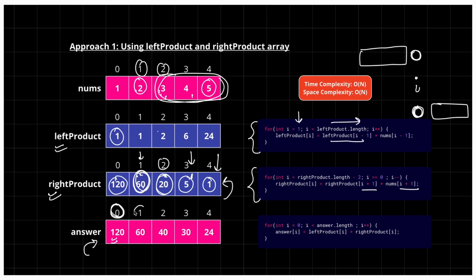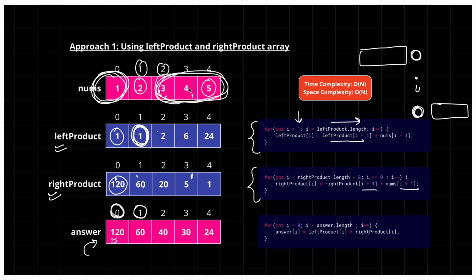Similarly, if I want to calculate the product at this index 1, I can simply say 1 into 60, because we know that the left product stores the product of the left side array only at index 1, and at index 1 the right product stores the product of the right side array, which is 3 into 4 into 5, which is 60. So I can simply multiply these two and the resultant will be stored at this index.